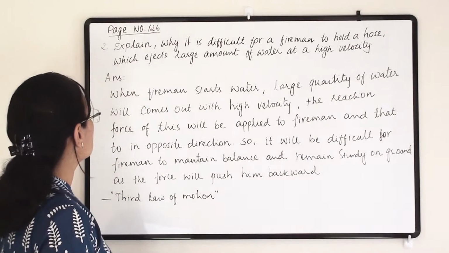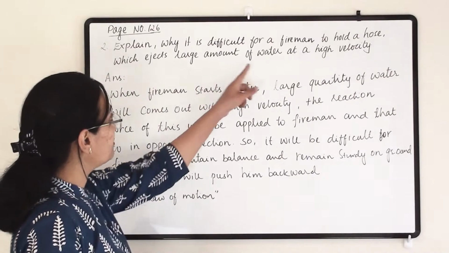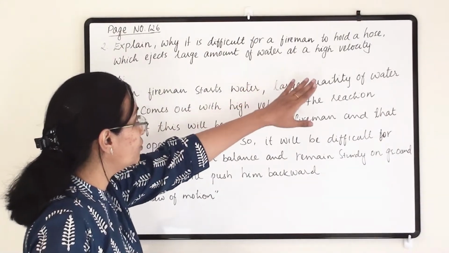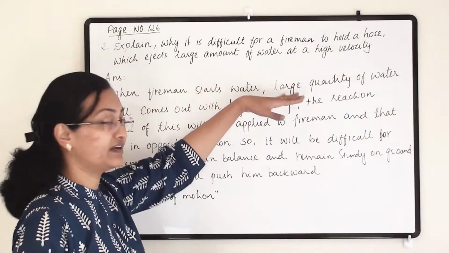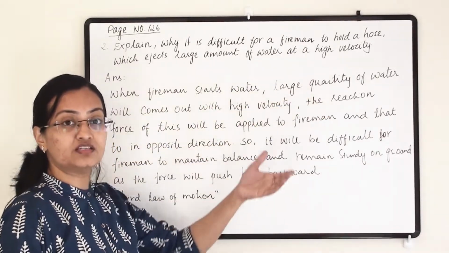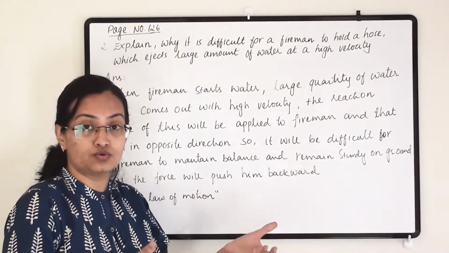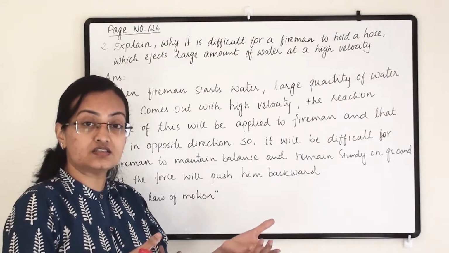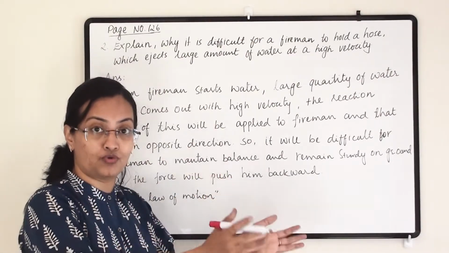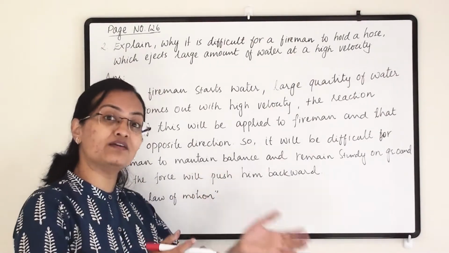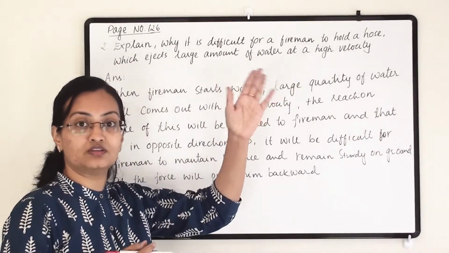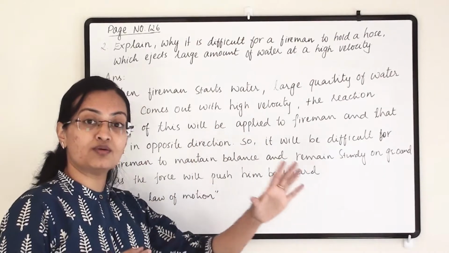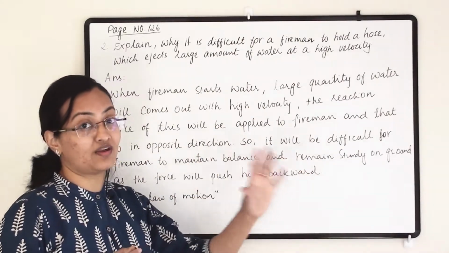The second question is, explain why it is difficult for a fireman to hold a hose which ejects a large amount of water at high velocity. So imagine a fireman is holding a hose, and once he starts the water, a large amount of water comes out with high velocity because the water has to reach the top or wherever the fire is. So a large amount of water will come out with high velocity.